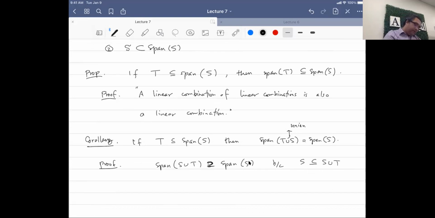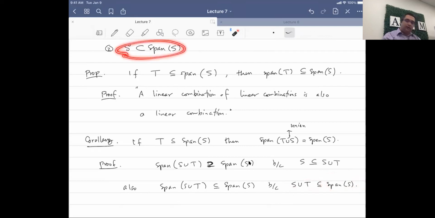And conversely, we also have the span of S union T is a subset of the span of S, in the other direction. This is because S union T is a subset of the span of S. Why do we have this? Well, S is a subset of the span of S. That was the remark right there. T is a subset of the span of S also because of the assumption. So both S and T are subsets of the span of S. So clearly the span of these vectors is a subset of the span of S.